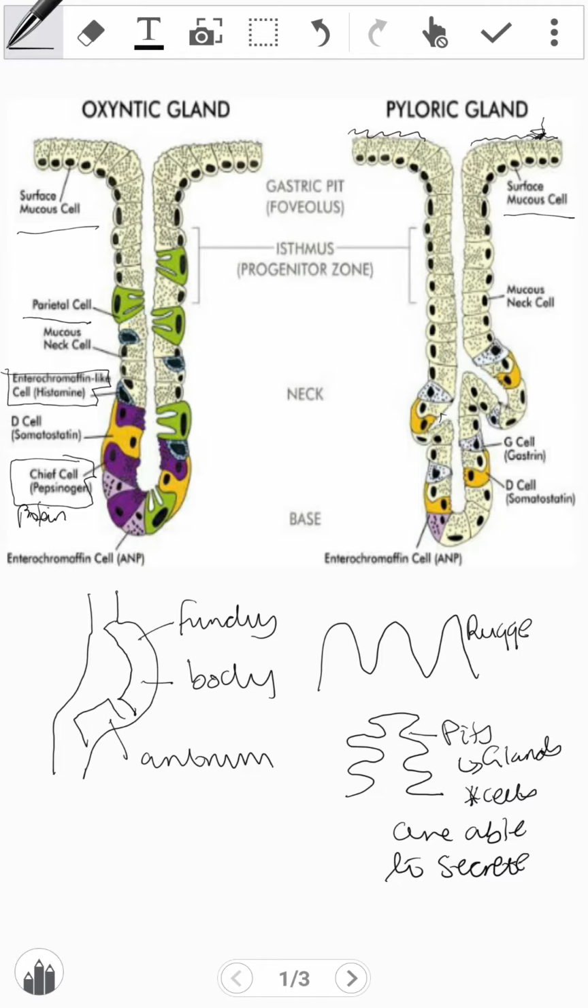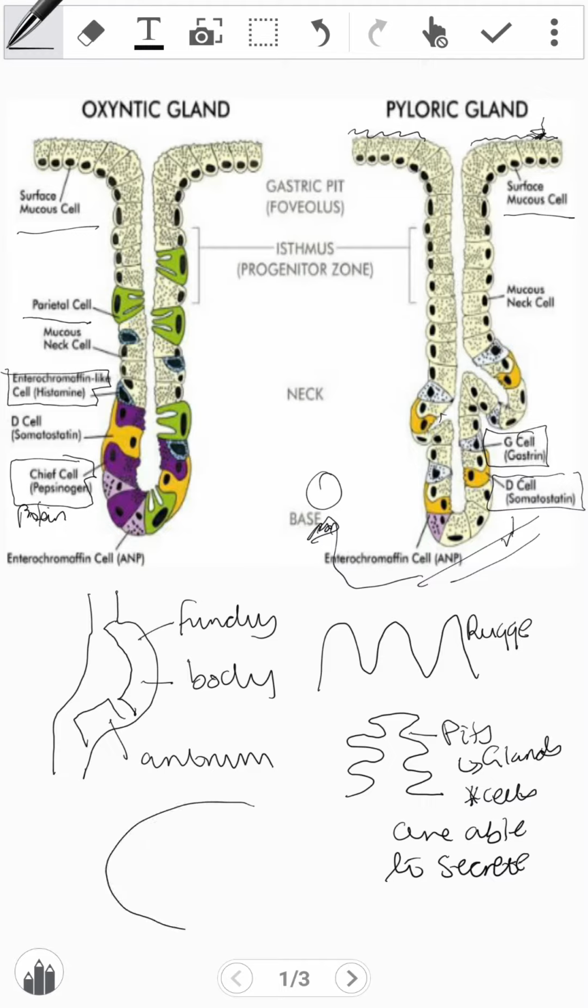Now, in the pyloric glands, we have the G cells and the D cells, which produce gastrin and somatostatin respectively. These have to go into the blood so that they have an effect on the target cells. So they have an endocrine kind of action.